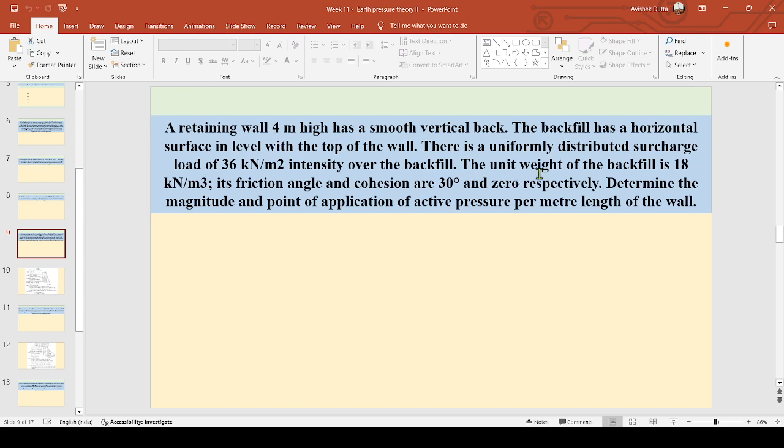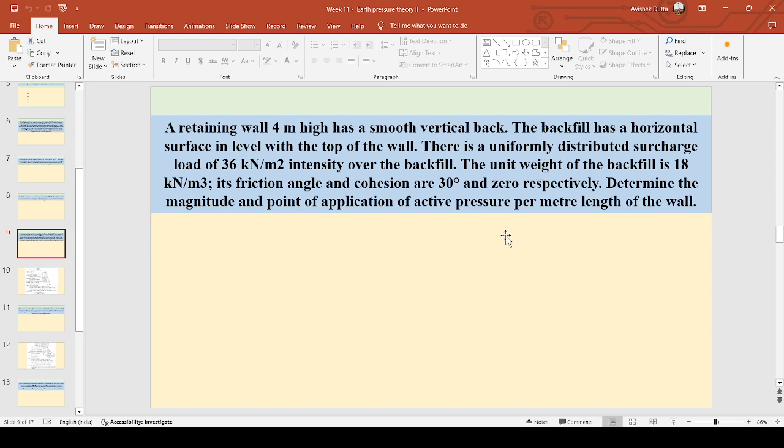I'll repeat the question once. A retaining wall of 4 meter high has a smooth vertical back. The backfill has a horizontal surface in level with the top of the wall. There is a uniformly distributed surcharge load of 36 kilonewton per meter square intensity over the backfill. The unit weight of the backfill is 18 kilonewton per meter cube. Its friction angle and cohesion are 30 degree and 0 respectively. That is, the angle of internal friction is 30 degree and the cohesion is 0. That means it is a cohesionless soil, might be sand. Determine the magnitude and point of application of active pressure per meter length of the wall.